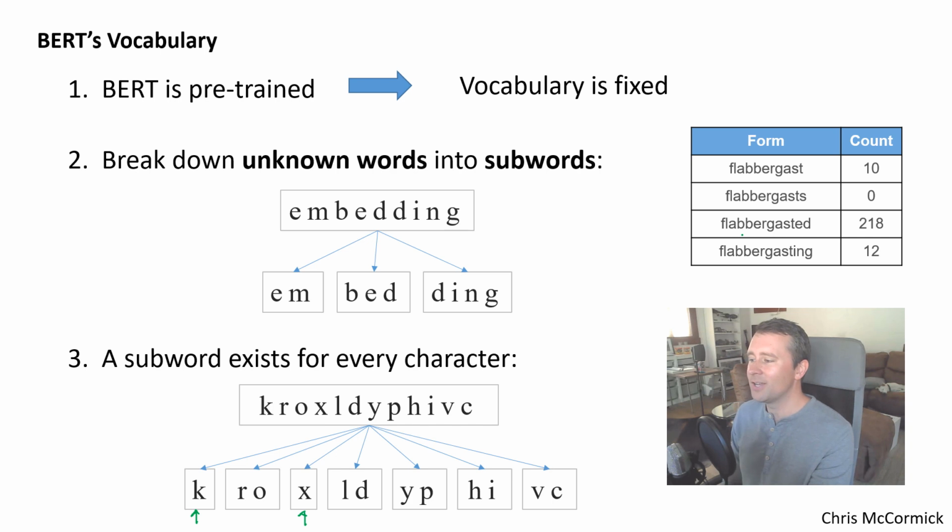So you can imagine how if you broke this down into subwords, then you could share some of the knowledge about what this word means across the different forms. So even though there are no instances of the word flabbergasts, you might still be able to construct a reasonable embedding for it just by recognizing that it's the combination of some tokens that you do know, plus just one extra one.